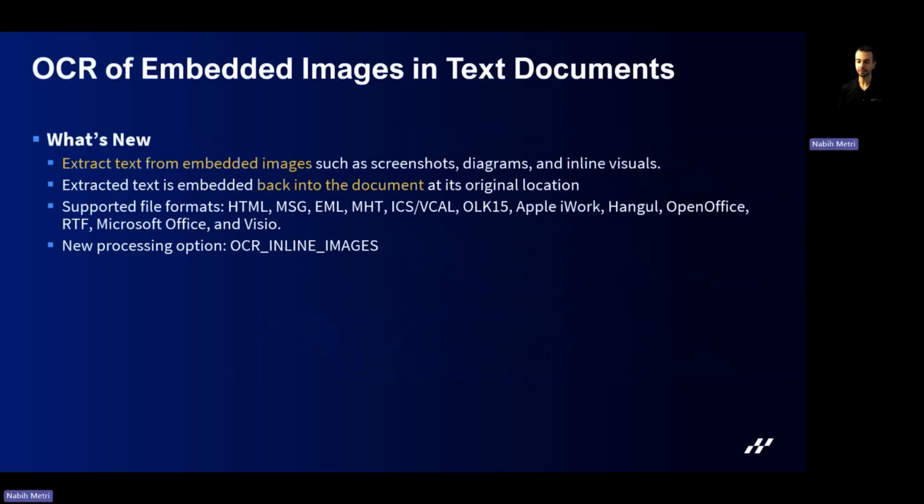So first, we have the new OCR of embedded images in text documents. What this means is that Document Filters can now extract text, not just from a text-based document itself, but it will use OCR to also extract the text from images that are part of that document. Think screenshots in a Word document, diagrams with labels, or other inline visuals. So when we capture that text, it isn't just pulled out separately. It gets reinserted back into the document exactly where it was. So the layout and context are preserved.